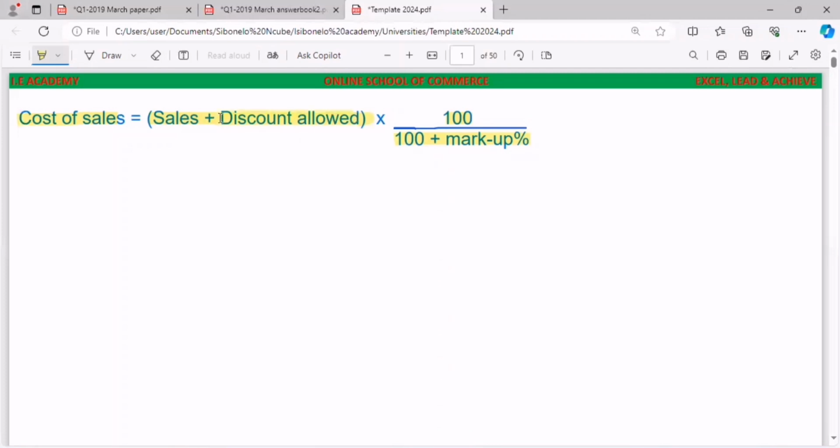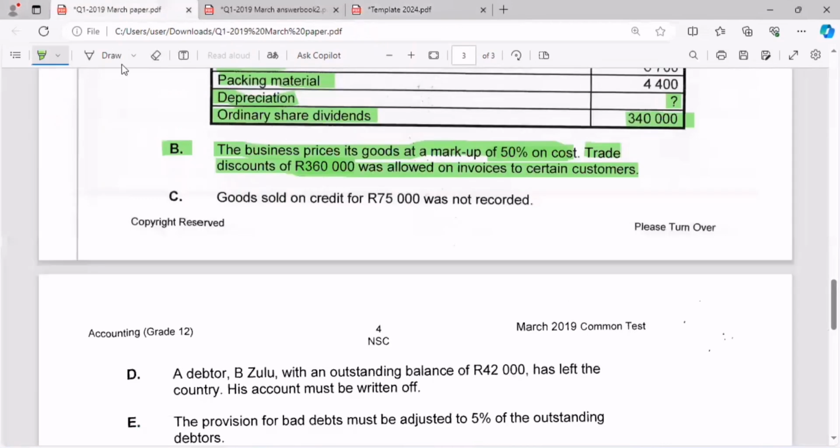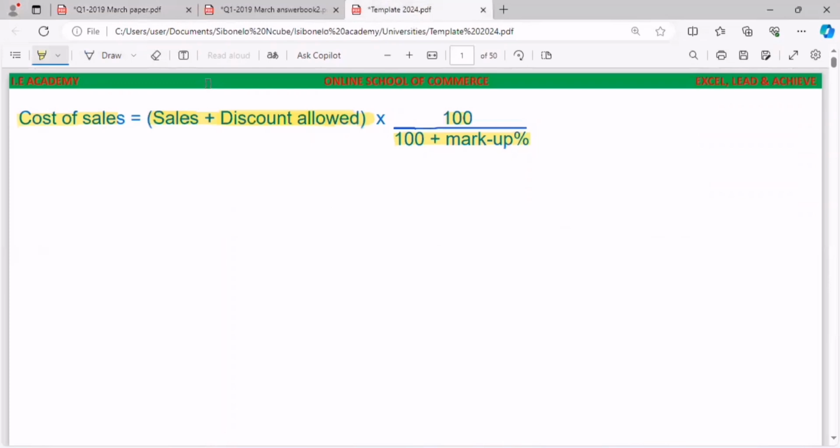So if the discount is not given, you simply take the adjusted sales figure, you multiply it by 100 over 100 plus markup percentage. You only add discount granted or discount allowed if this is given in the question. Like in this question that we are doing, we are told that the business is giving out a discount to certain customers. So there is trade discount of 360,000 that is allowed on invoices to certain customers. So since the business gives the discount to customers, we're gonna add this 360 discount on top of the adjusted sales figure. So I hope this is understood.